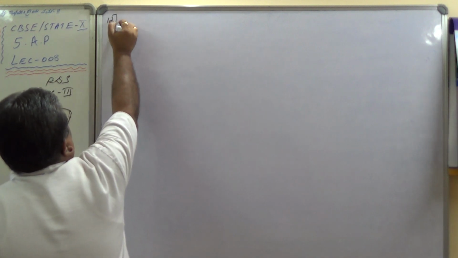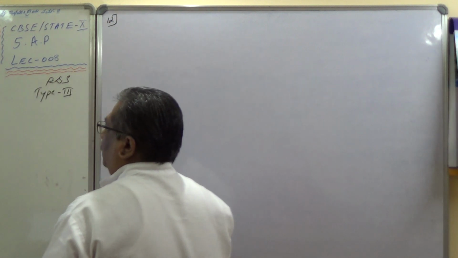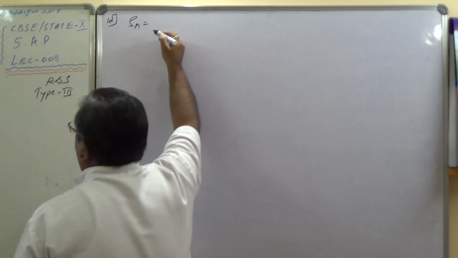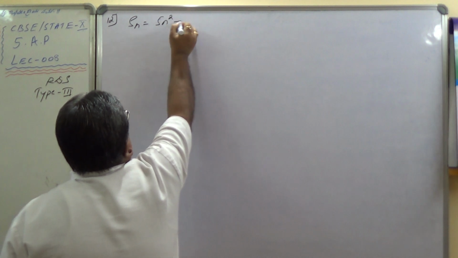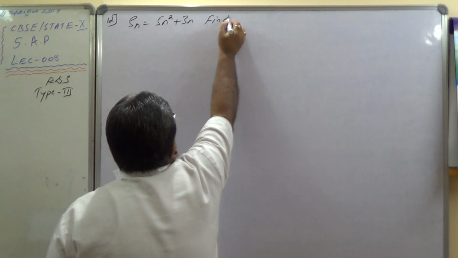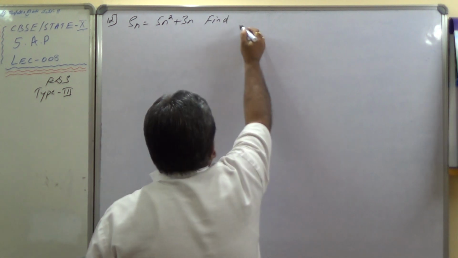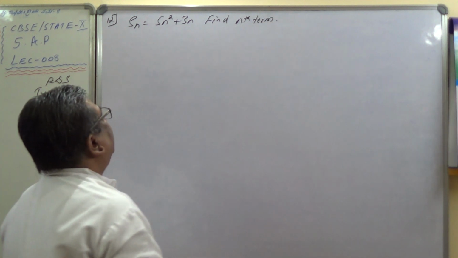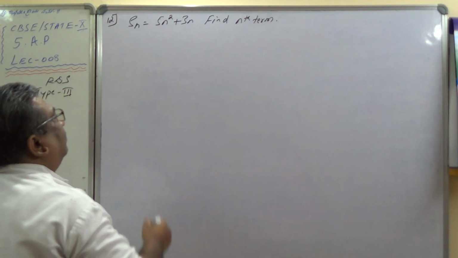12th one. It says Sn is given by 5n square plus 3n. Find the nth term. Sn is given by this, find the nth term.